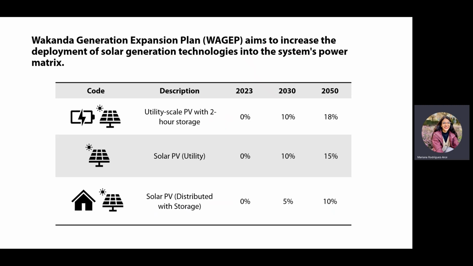The objective is that at least the percentages are reached in the established years, assuming a progressive growth until reaching the goals that are shown in this figure. So we have these specific percentages for these specific technologies, and we are going to have, for example, 0% of utility scale PV with 2 hours storage in 2023, and it is going to grow to 10% in 2030 and 18% in 2050.